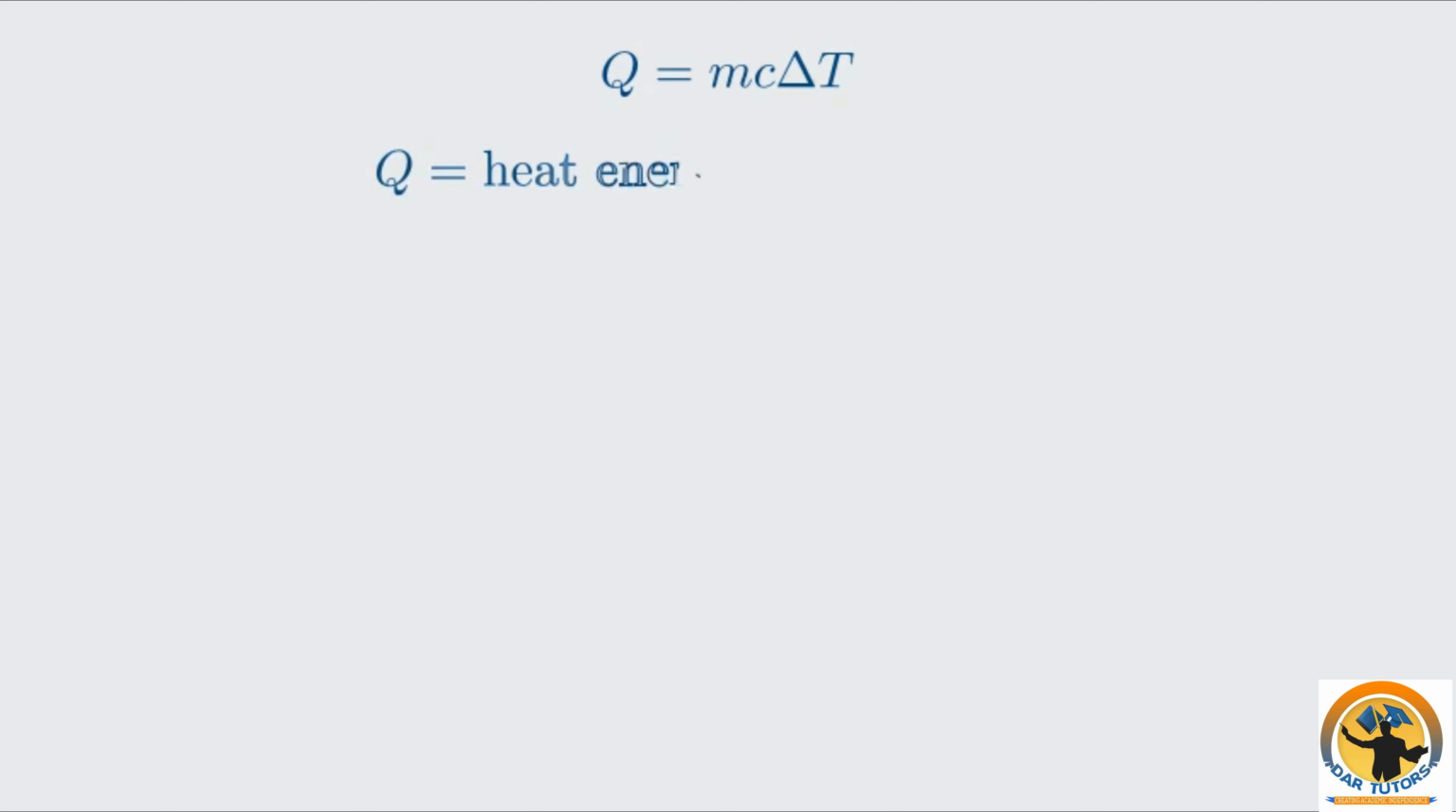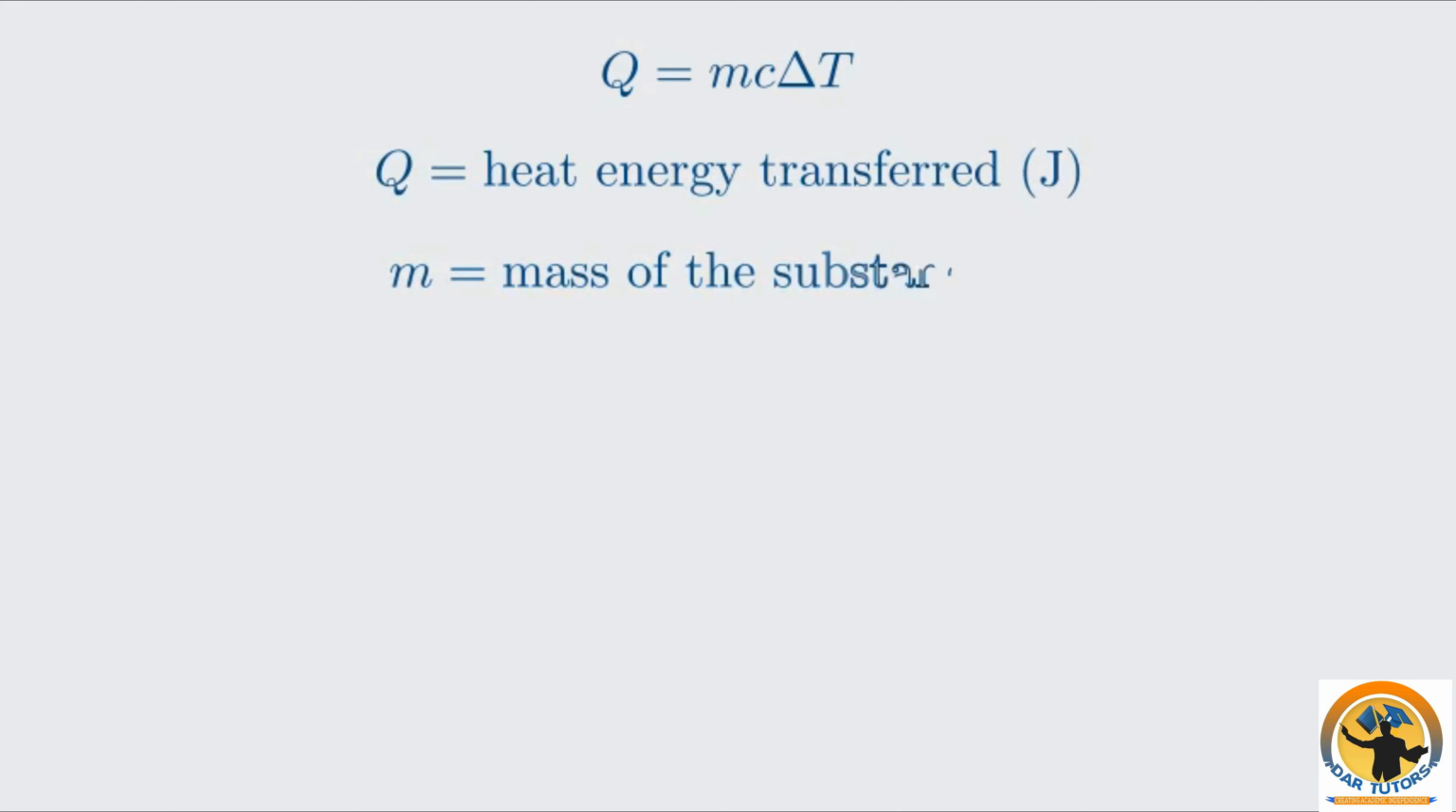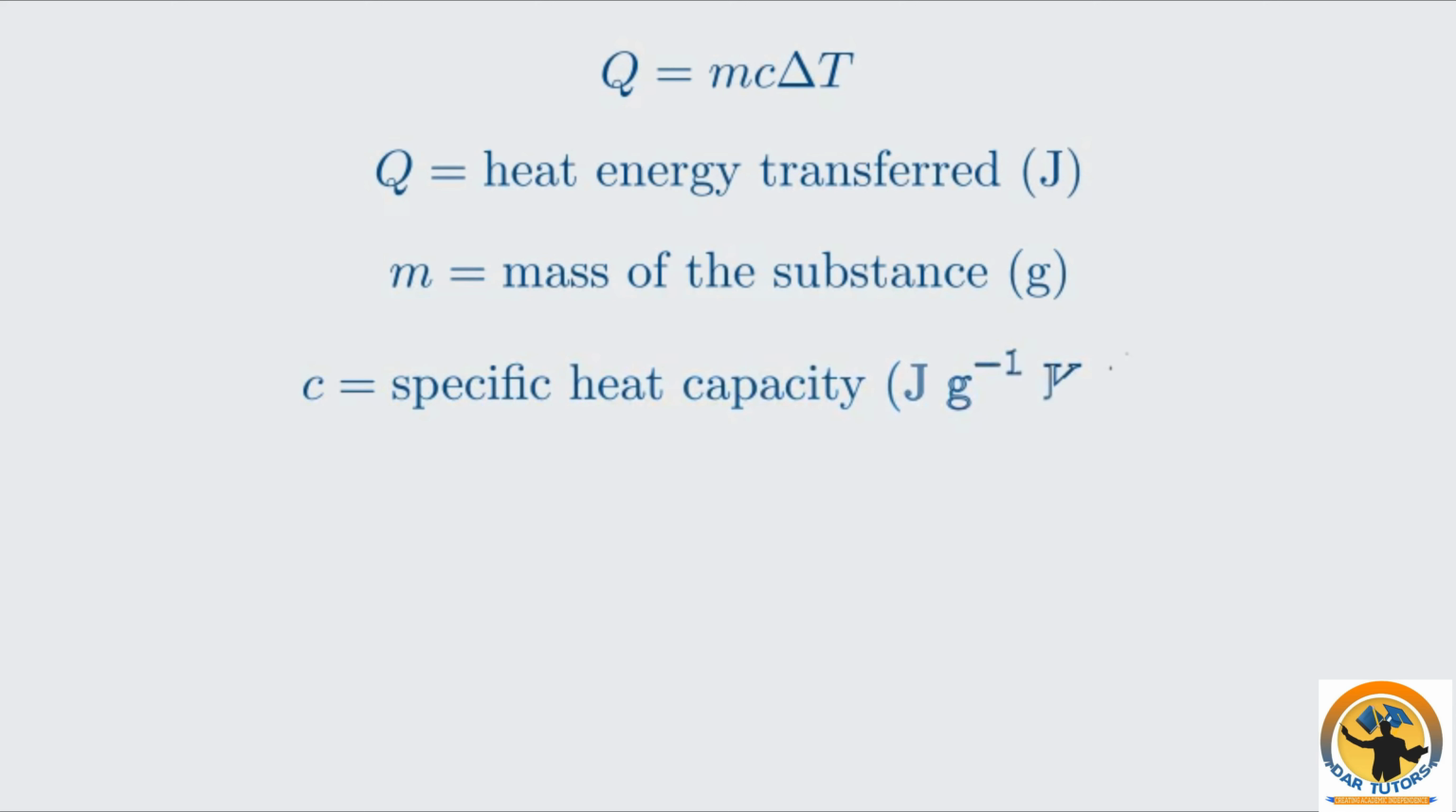Q is the heat energy transferred, measured in joules, J. m is the mass of the substance undergoing the temperature change, measured in grams, g. c is the specific heat capacity of the substance, a unique property that tells us how much energy is needed to raise the temperature of 1 gram of that substance by 1 Kelvin or 1 degree Celsius. Its units are joules per gram per Kelvin.